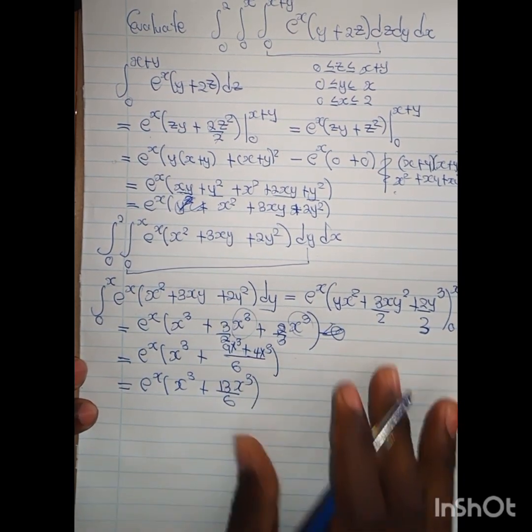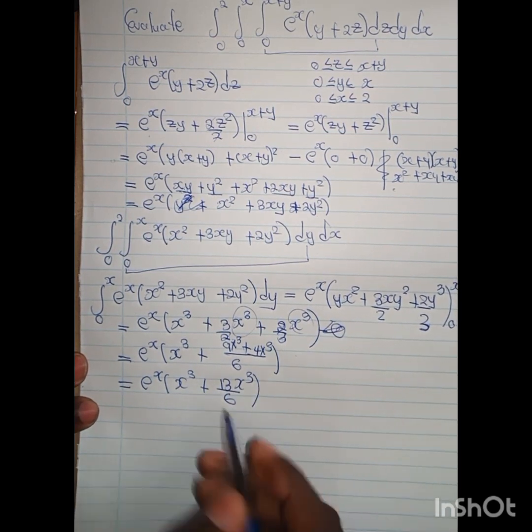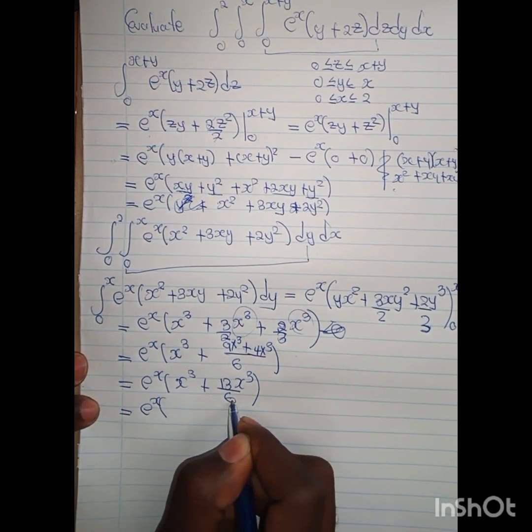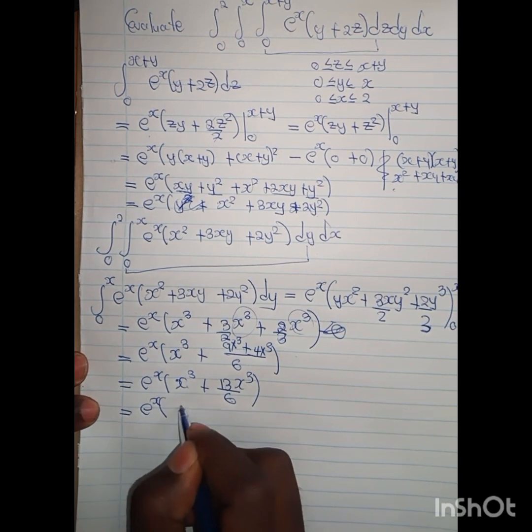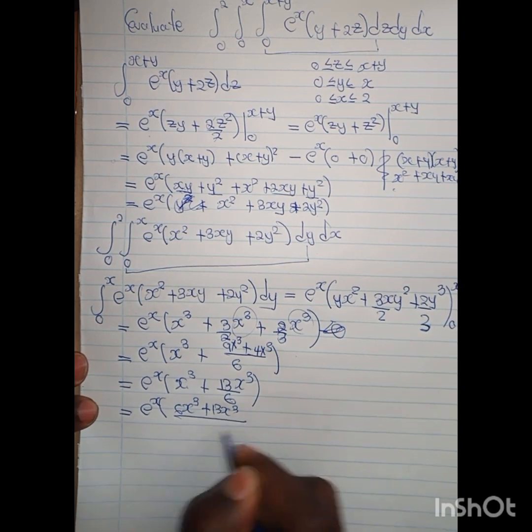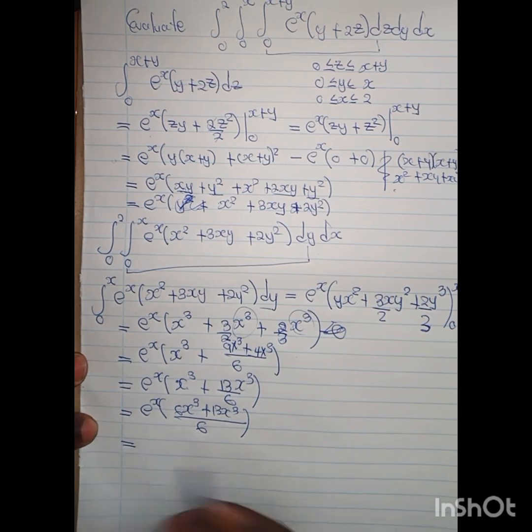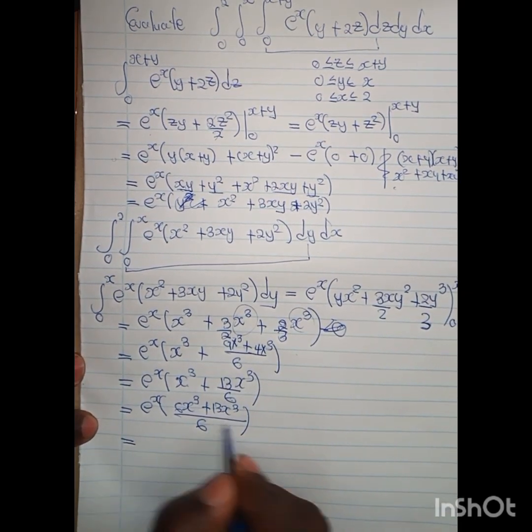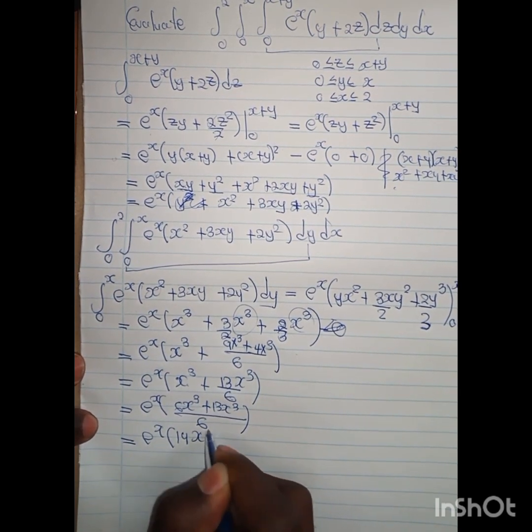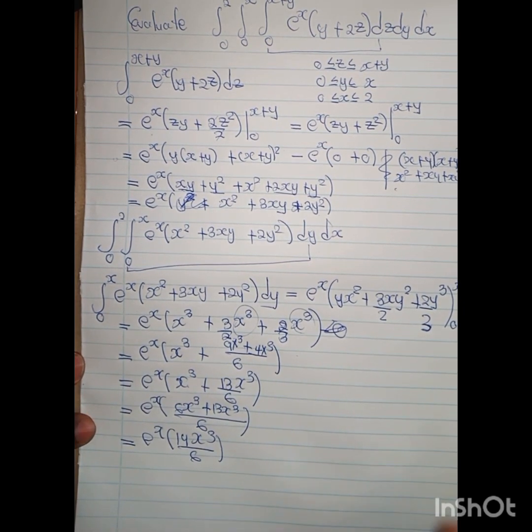All right, so now when we check here, for the x cubed, you are going to multiply by 6 here. So we will have e to the x, then 6 multiplied by x cubed, this is 6x cubed, plus 13x cubed, all over 6. What is 6 plus 13? 6 plus 13 is nothing but 19. So we'll have e to the x times 19x cubed over 6.